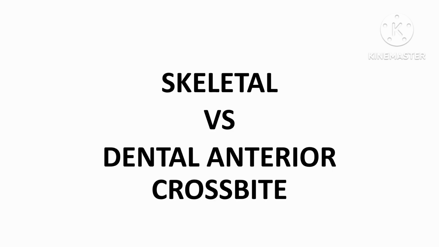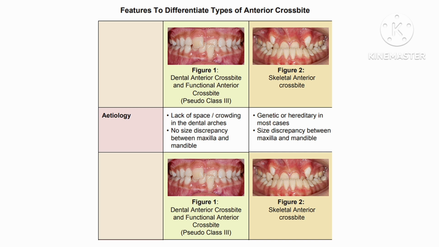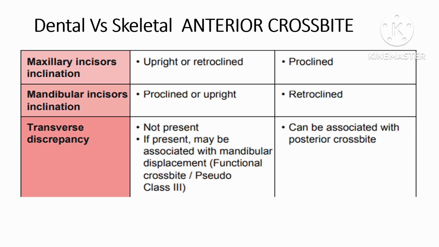Compare dental and skeletal crossbite. The dental anterior crossbite is caused by malalignment of teeth, not by problems in the jaw bones. It usually affects one or few teeth and happens when the upper teeth are tilted backward or the lower teeth are tilted forward. The jaw size and position are normal and the face looks normal.